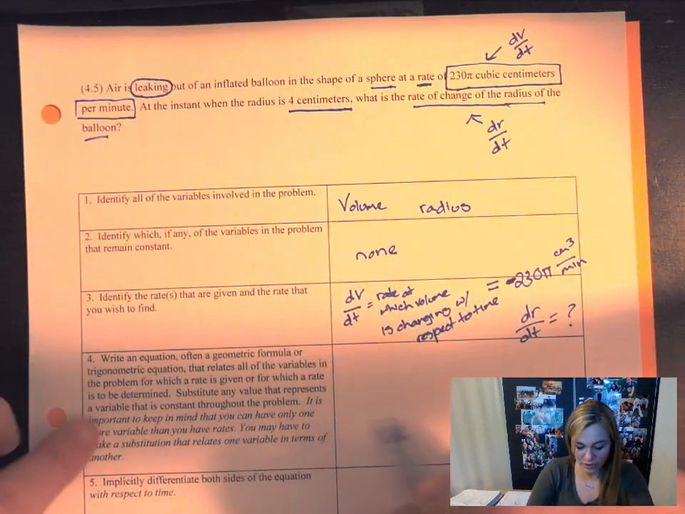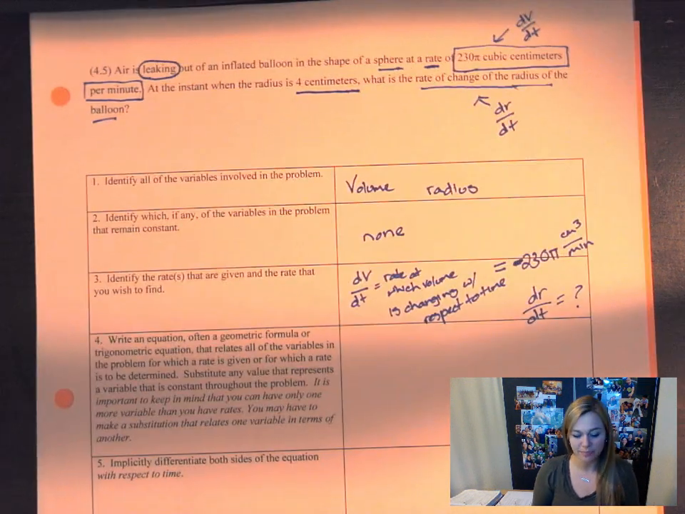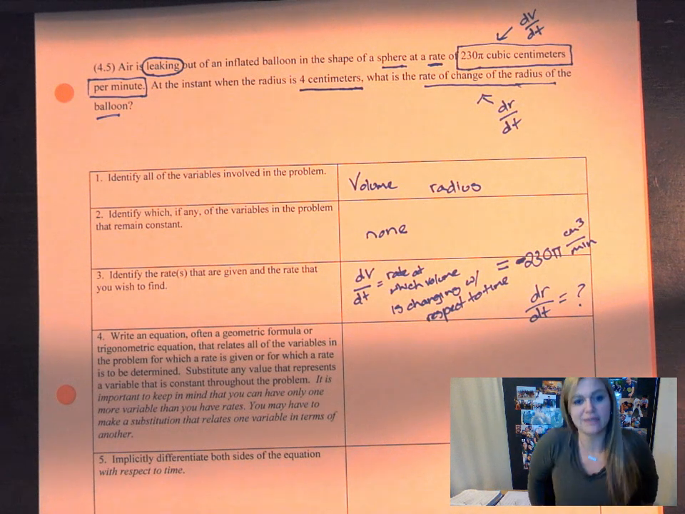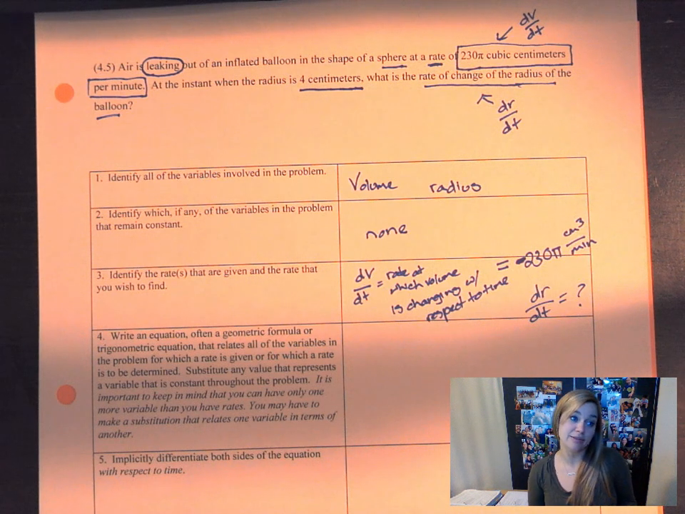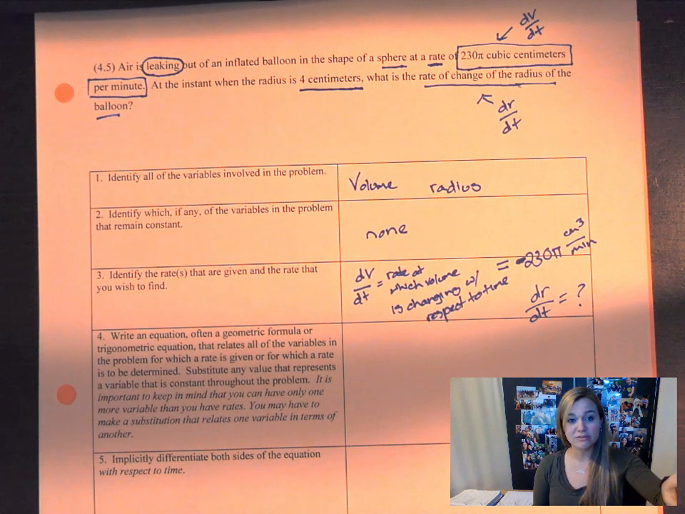In here, write an equation, often a geometric formula, that relates these variables in some way. The good news is on the AP test and the tests that I give you, or in AP Classroom, they're going to give you anything that's more complicated than, say, the surface area of a cube or a box. You need to know the area of a circle and the circumference of a circle. Some of those more basic geometric formulas.